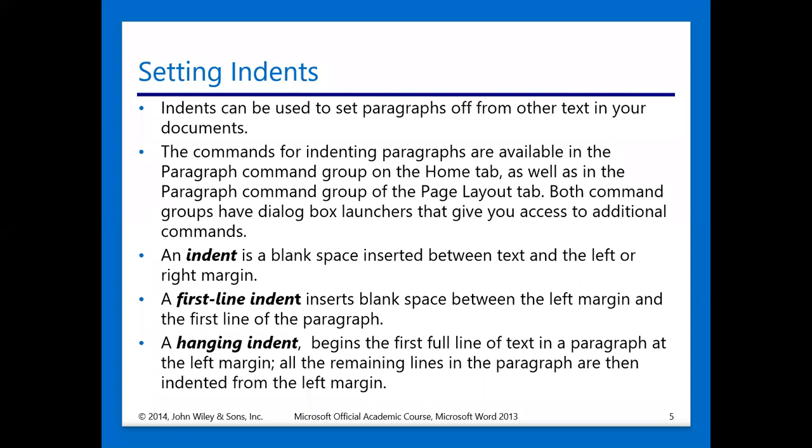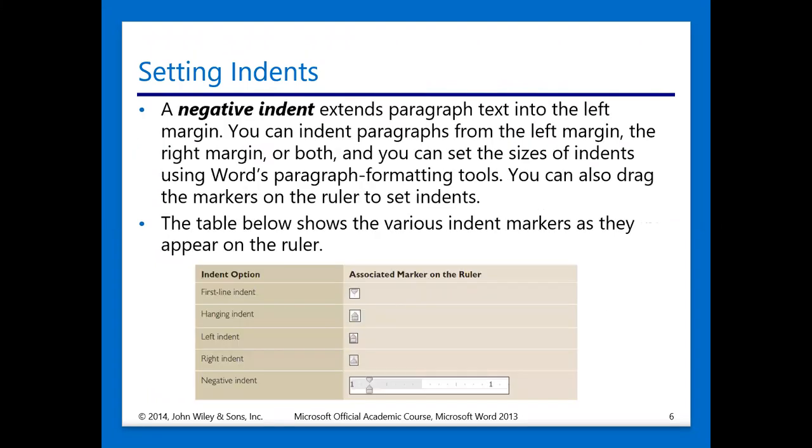So we can indent our paragraphs using the first line indent that will leave a blank space between the left margin and the first line of the paragraph. And then we also have a hanging indent, which begins the first full line of text in the paragraph at the left margin. All the remaining lines in the paragraph are then indented from the margin. So we shall see how all of these are used for indentation. We also have negative indents, which allow us to extend our paragraph or text outside our margins.